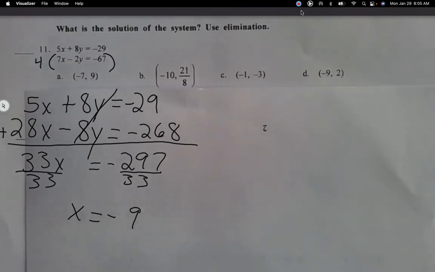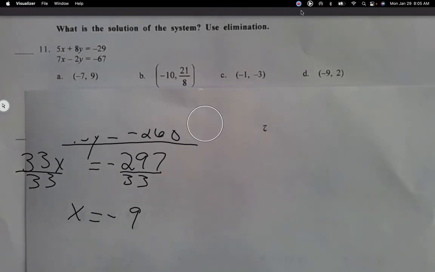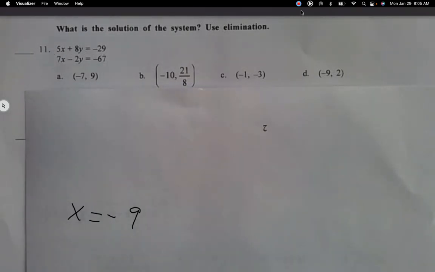Can I erase that one? Yes? Okay. But please know, that's only half the answer. If you didn't have the answer choices, you have to plug it in and solve for y. Okay, let's keep going.